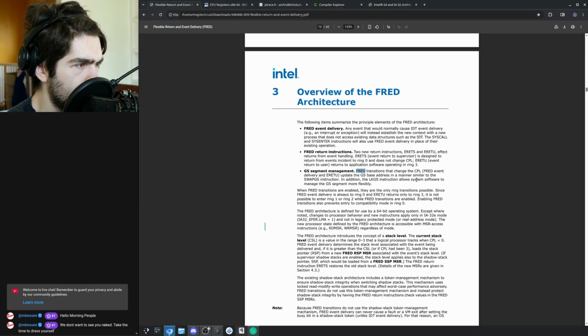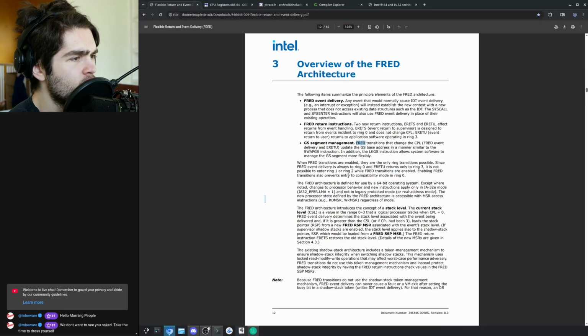Okay. When thread transitions are enabled, they are only ring. God damn! Wake up. Okay, there are the only ring transition possible. Oh my god, the wording! When thread transitions are enabled, they are the only ring transition possible.